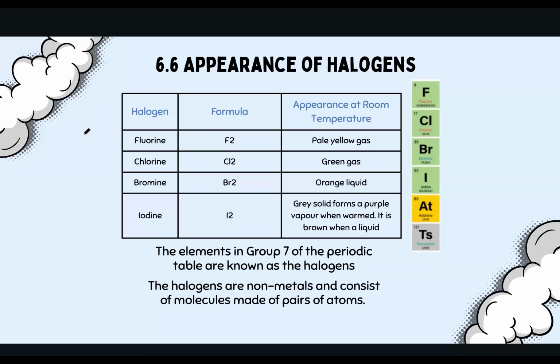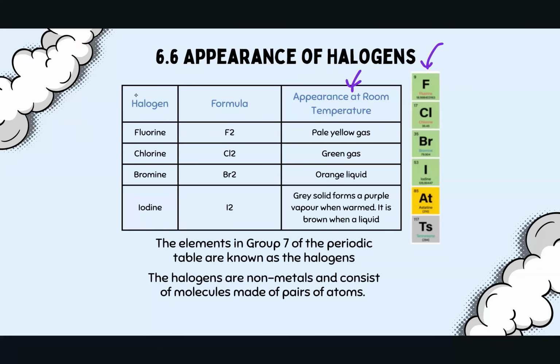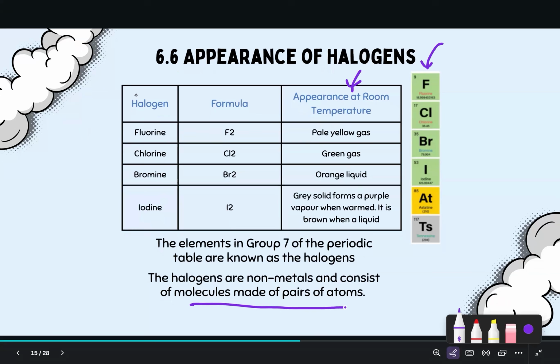Okay, so 6.6, the appearance of halogens. In the specification, it says recall the colors and physical states of chlorine, bromine, and iodine at room temperature. So we need the colors, which are here, and the physical appearance. Just before we get to that point, fluorine, chlorine, bromine, iodine, all of group 7 are always non-metals and consist of molecules made of pairs of atoms.